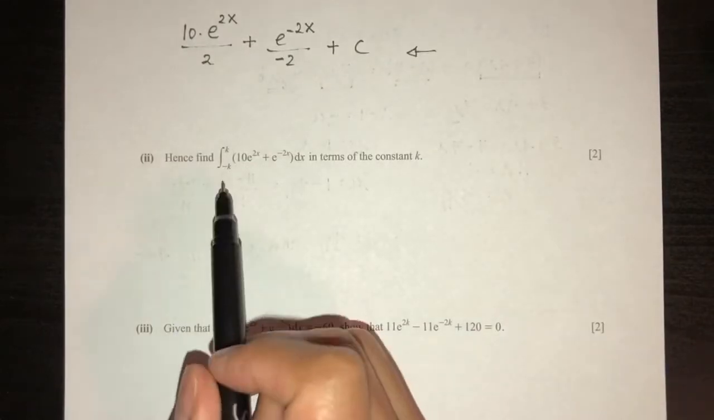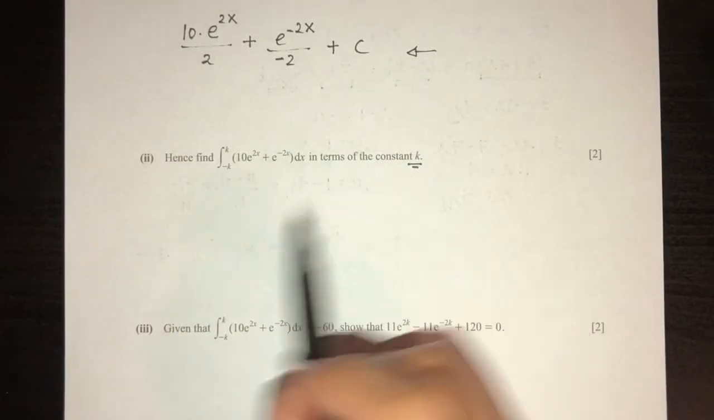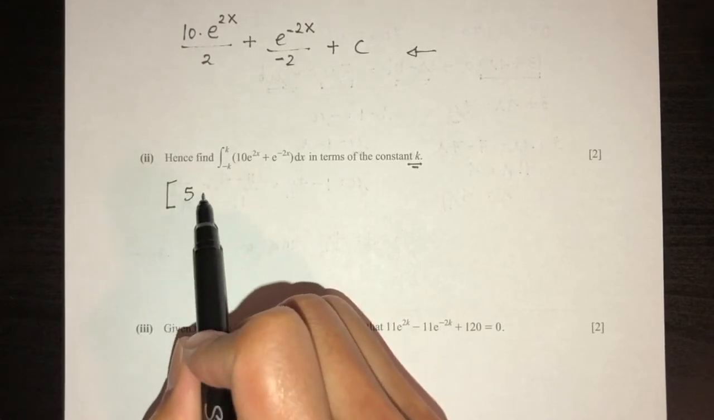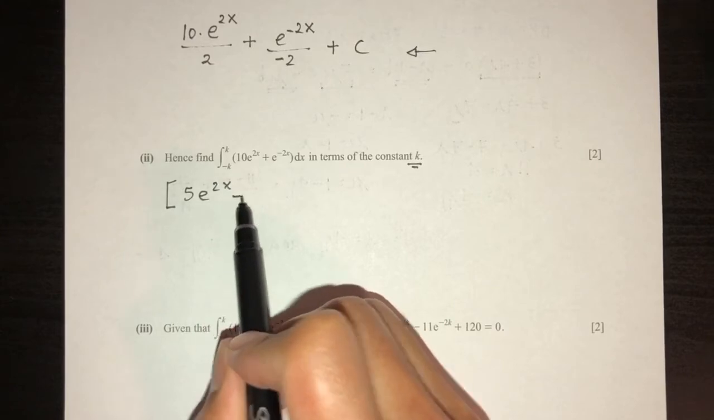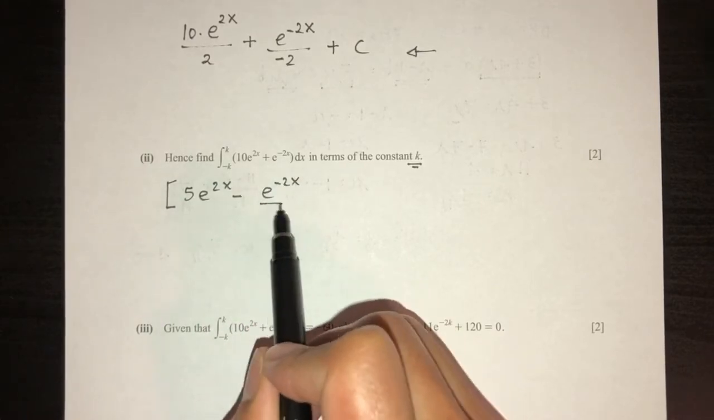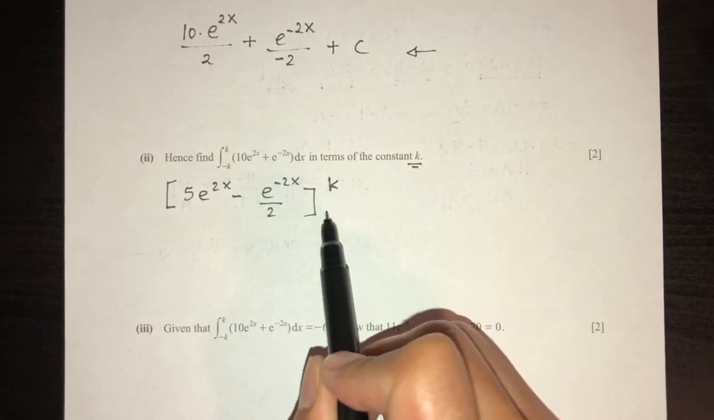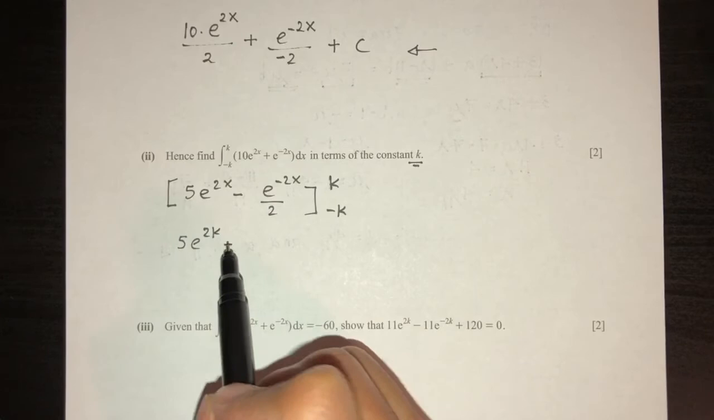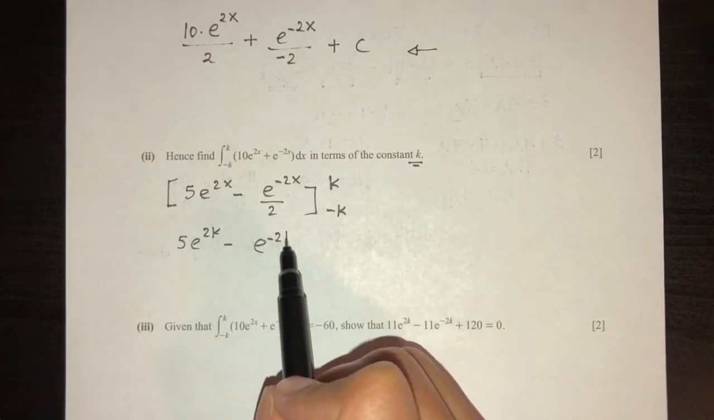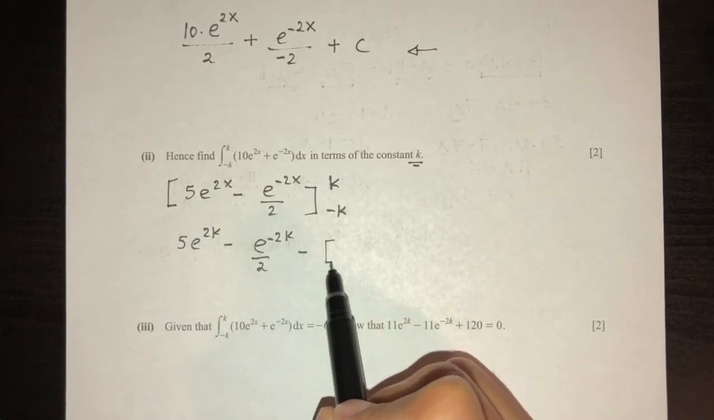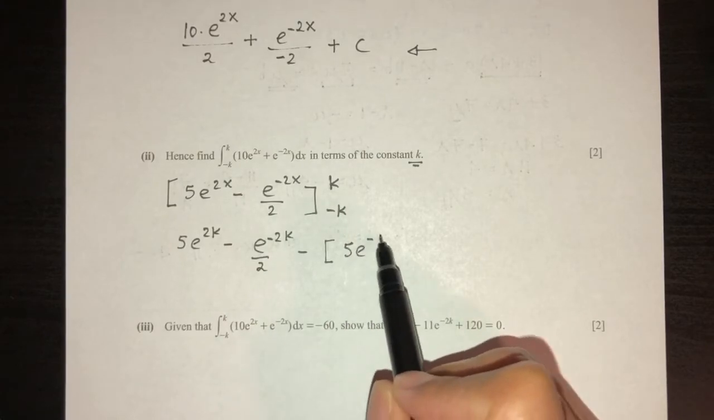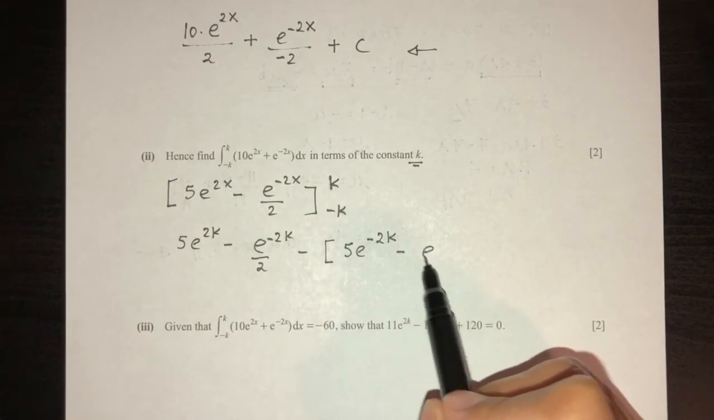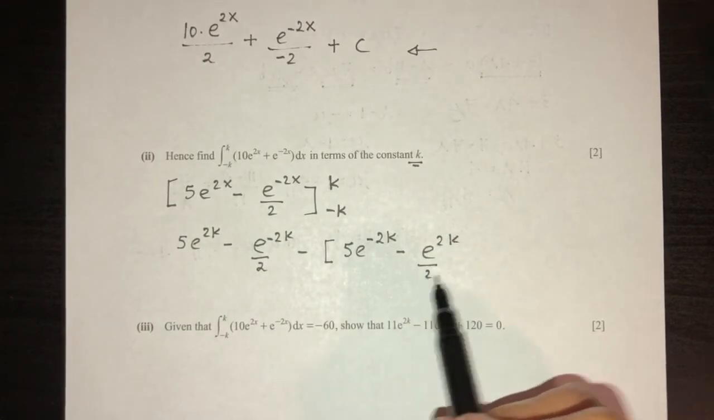Now for part 2, hence find this in terms of a constant k. So we have limits of k and minus k. So we have to find these two values between k and minus k. So replace, you will have 5e to 2k minus e to minus 2k over 2 minus 5e to minus 2k, and then this will become minus e to 2k over 2.